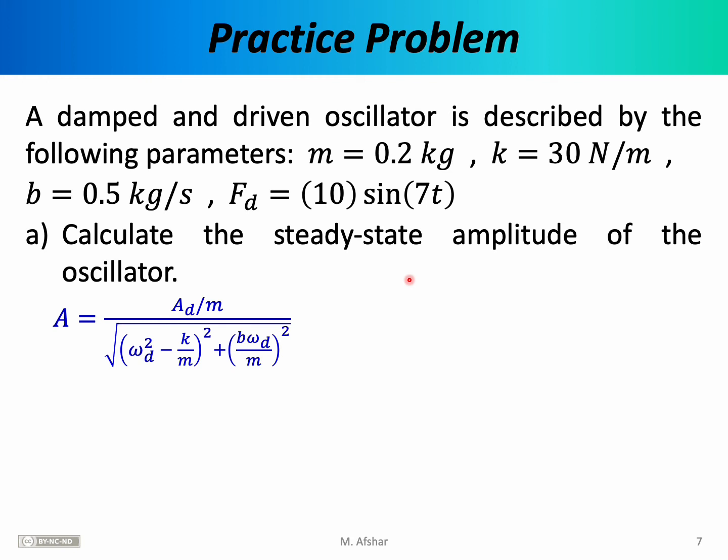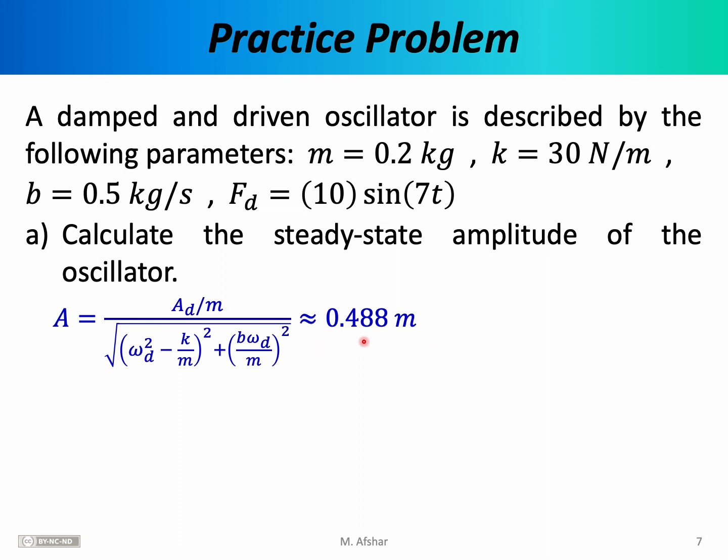It turns out solving this problem is mostly an exercise in plugging numbers into your calculator. This is a rather complicated expression, so you should get some practice putting this stuff into your calculator. And if you do that, you will find that the amplitude for the steady state oscillations is 0.488 meters.